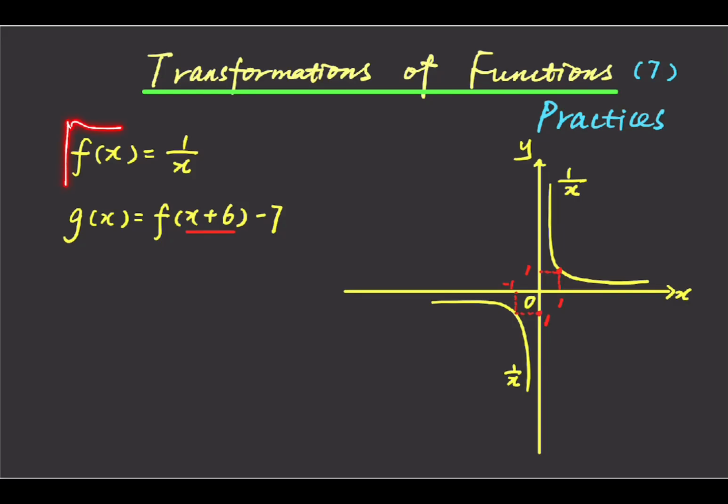If you're given this function f(x) = 1 over x, you are asked to figure out the transformed function g(x) = f(x + 6) - 7. You should follow the following method to get the transformed function's graph. We have known this is the base function, but in your mind you should have this idea.